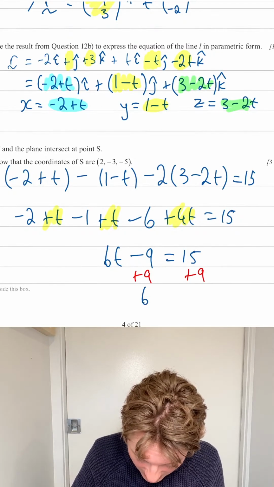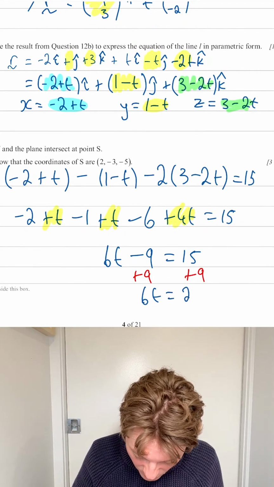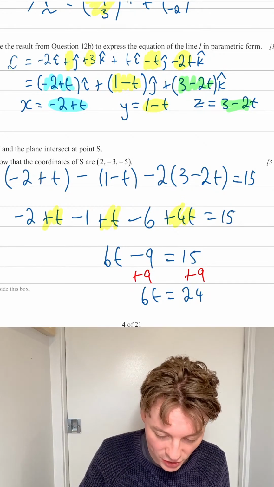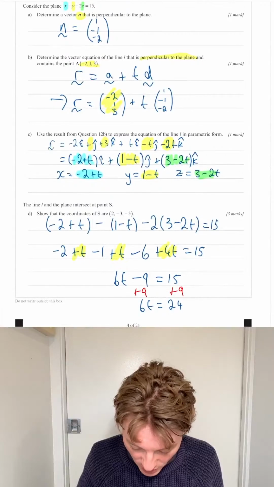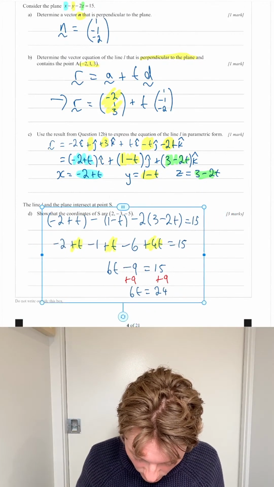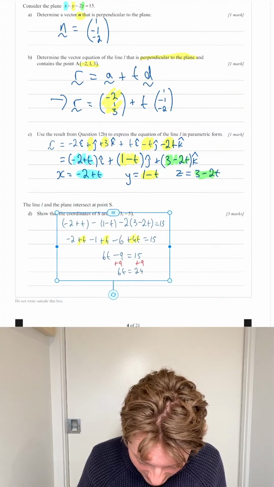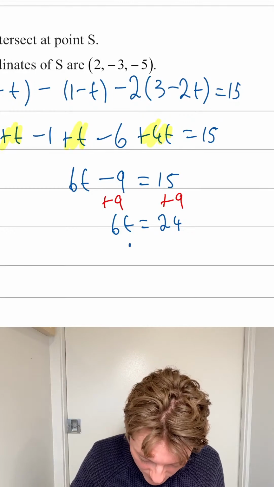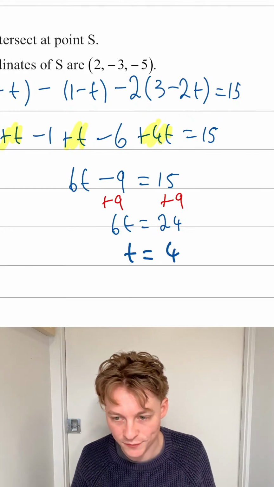Divide both sides by 6. 15 plus 9 is going to give 24. Divide both sides by 6, and I get a value. Again, I probably need to shrink things down here a little bit because I am writing nice and big, that way we can all see. If I shrink this down a little bit, I wind up with an answer of 4 for my t value. Okay, so I get the value of t equals 4.